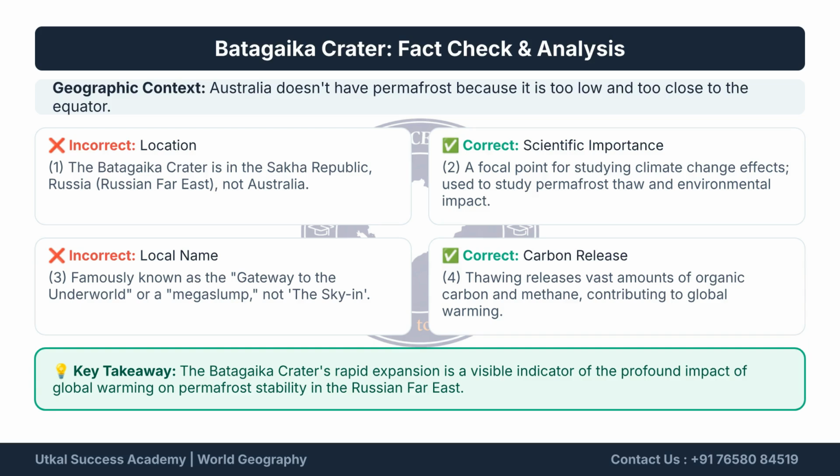Statement 1 is incorrect because the Bottigheika crater is located in the Sakha Republic, Russia, not Australia, as Australia has no permafrost. Statement 3 is incorrect because it is known as the gateway to the underworld, not the Sky Inn.